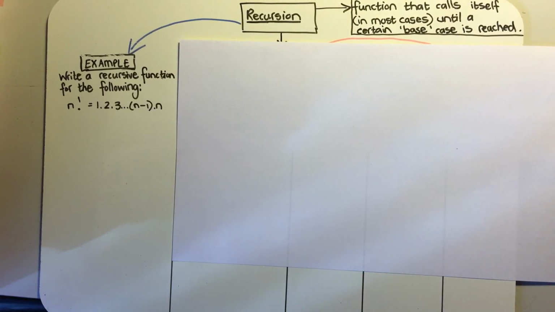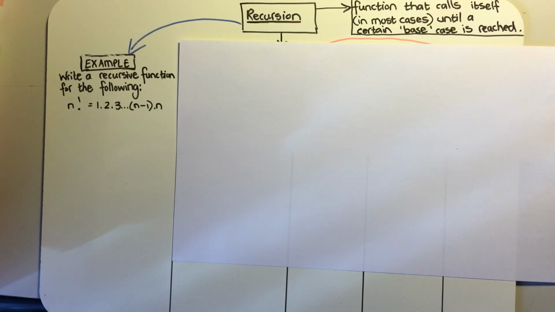So in today's video, I'm going to be looking at recursion. So what is recursion? Recursion, or a recursive function, is a function that calls itself in most cases, because in some cases it might call other functions which go back to itself, until a certain base case is reached. So the base case is the case that stops the function from calling itself and then returns back to all the calls that the function called to itself.